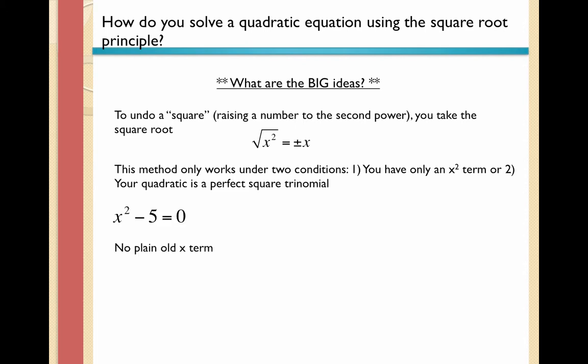In fact, let's look at an example of what I mean. Here is a quadratic that has no x term. It's just got an x squared term. That's a perfect candidate for this technique. And here is an example where your quadratic can be factored into the square of a binomial. So that's another good candidate.